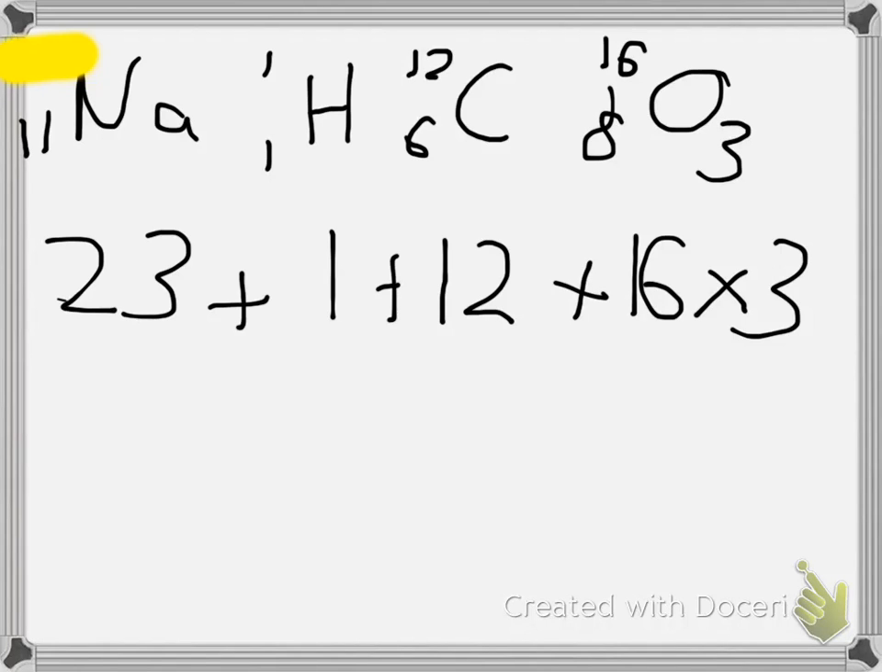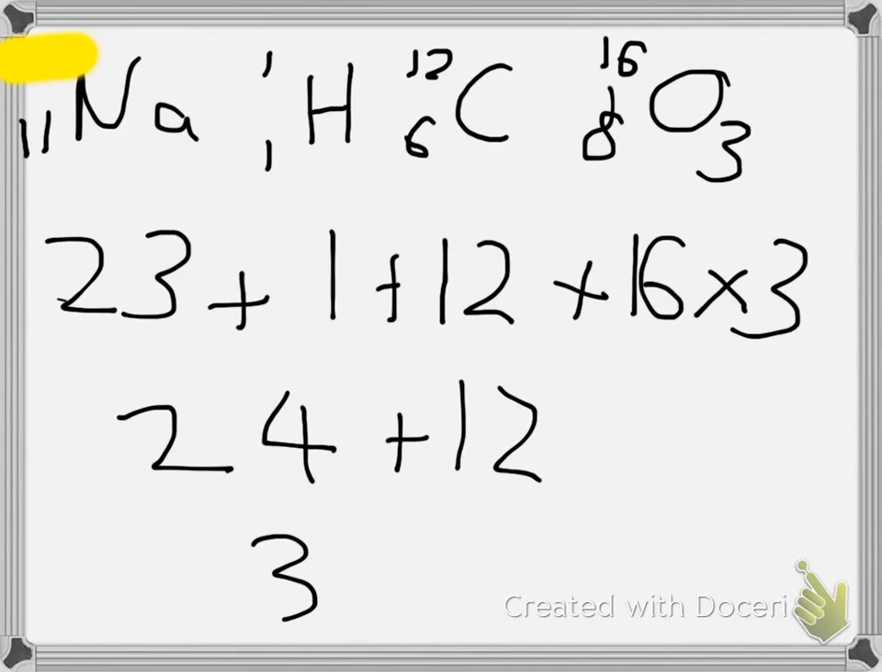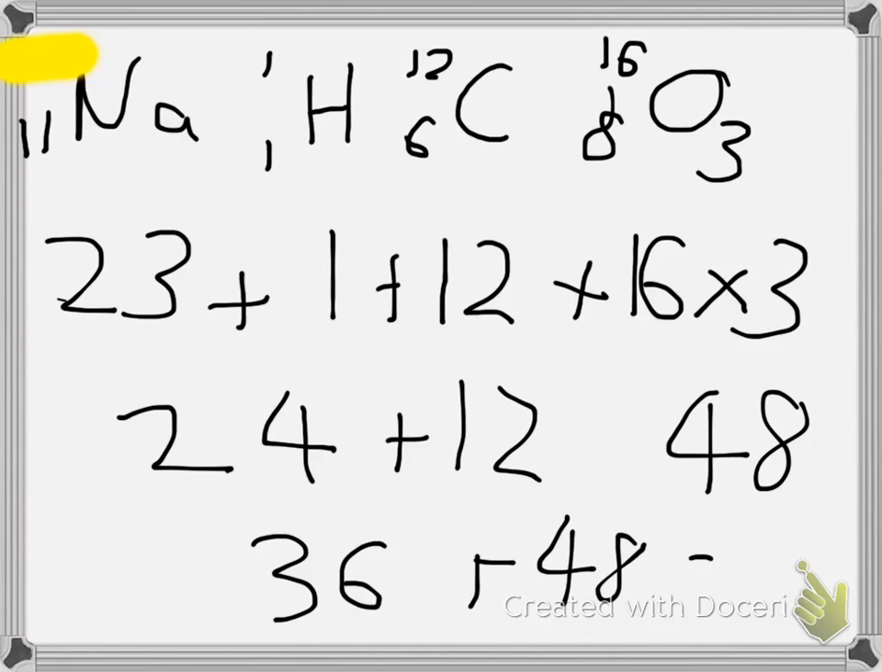So I've got 23 plus 1 is 24, plus 12 is 36. And 16 times 3 is 48. So 36 plus 48 is 84. So I know the relative formula mass of sodium hydrogen carbonate is 84 grams.